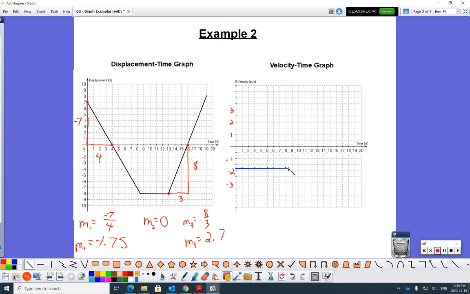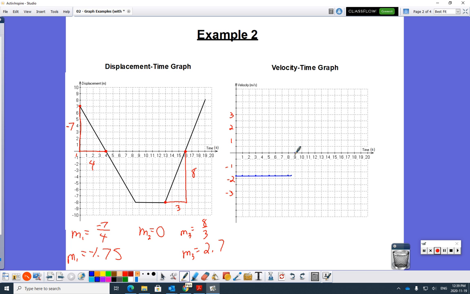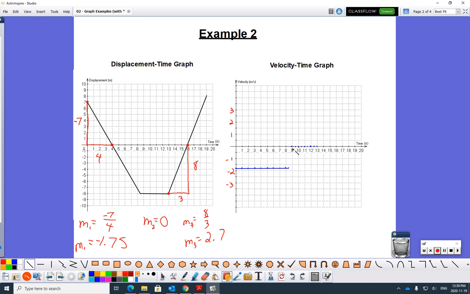Then, next section, between 8 point whatever and all the way over to 13, that velocity is always 0. So let me do it the easy way, which is to go, okay, between there and there, it's 0. Every single time I check the velocity, it's going to be 0 velocity. And so I get a straight line in there, across.